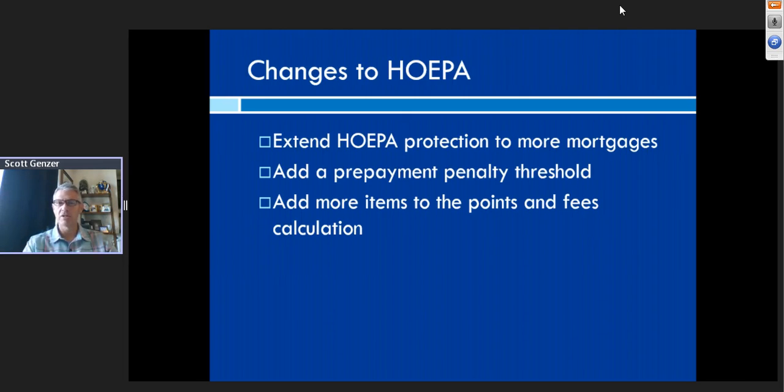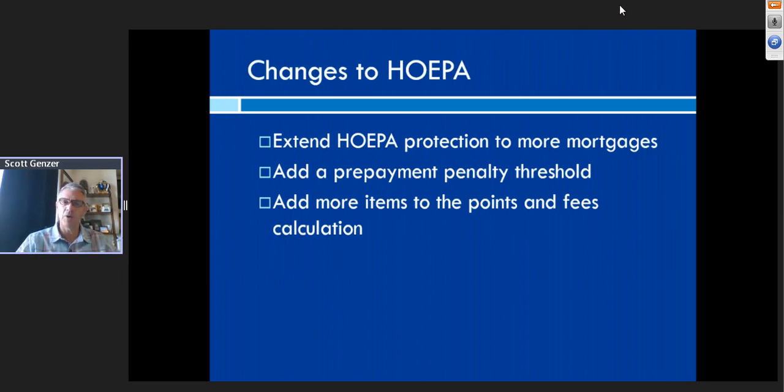So they added more loans. They added that prepayment penalty threshold. A few years ago we were slapping all these 5-year prepays or these 5% prepays. Those were a little overzealous, so we're going to make a different rule. All right, so we added a prepayment penalty threshold. If it's for more than 3 years or more than 2% of the principal balance, that's excessive. That makes it a high-cost loan.